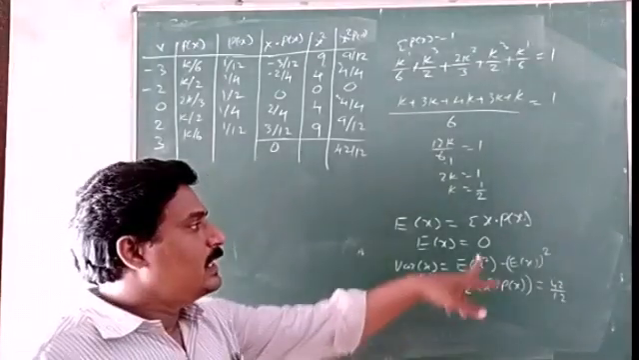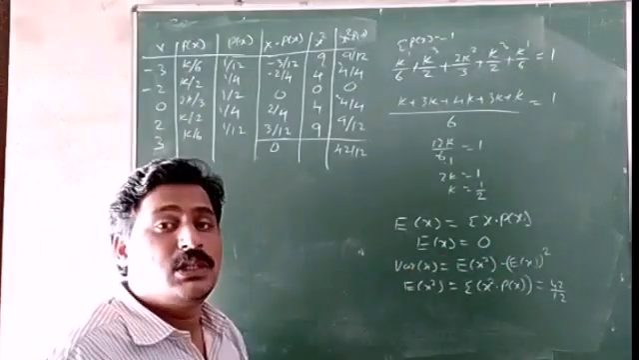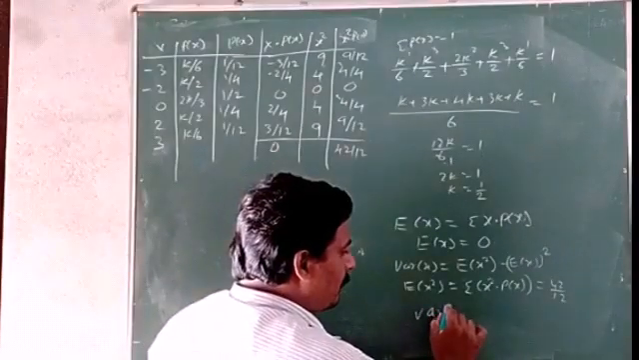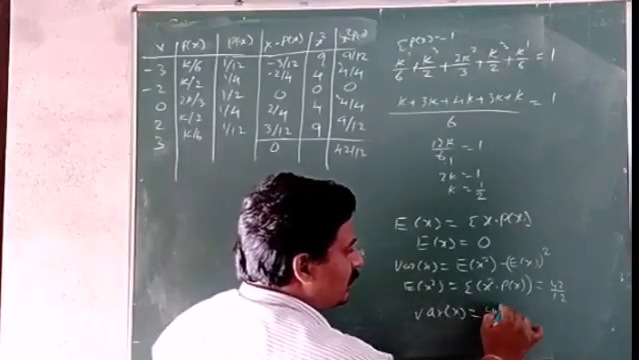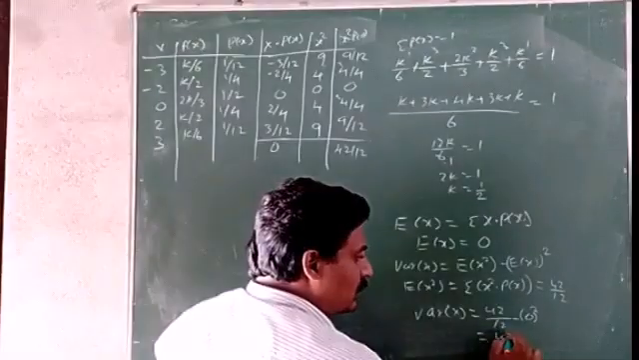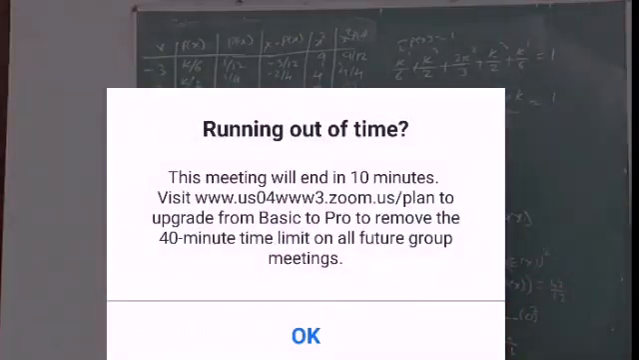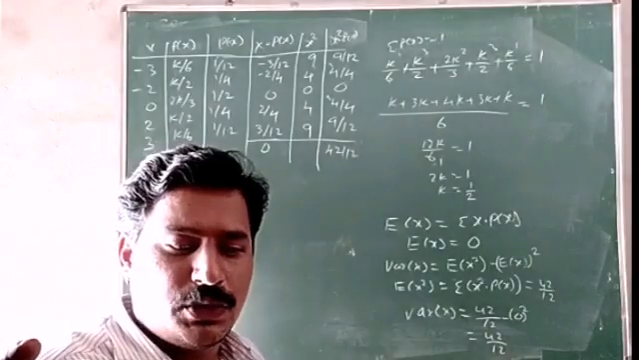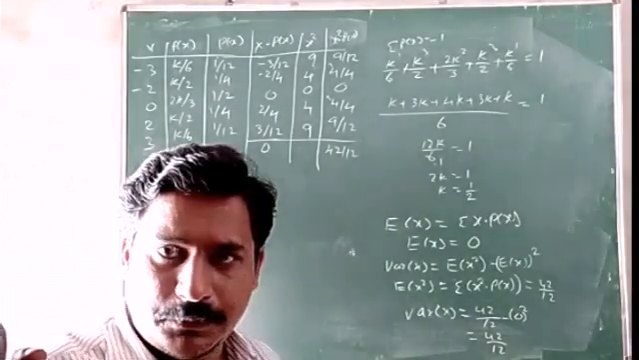Now, e of x is 0. So 0 square is 0 itself. So variance of x is equal to 42 divided by 12 minus 0 square. That is 42 divided by 12 itself. So the variance of x for the given distribution is 42 divided by 12.